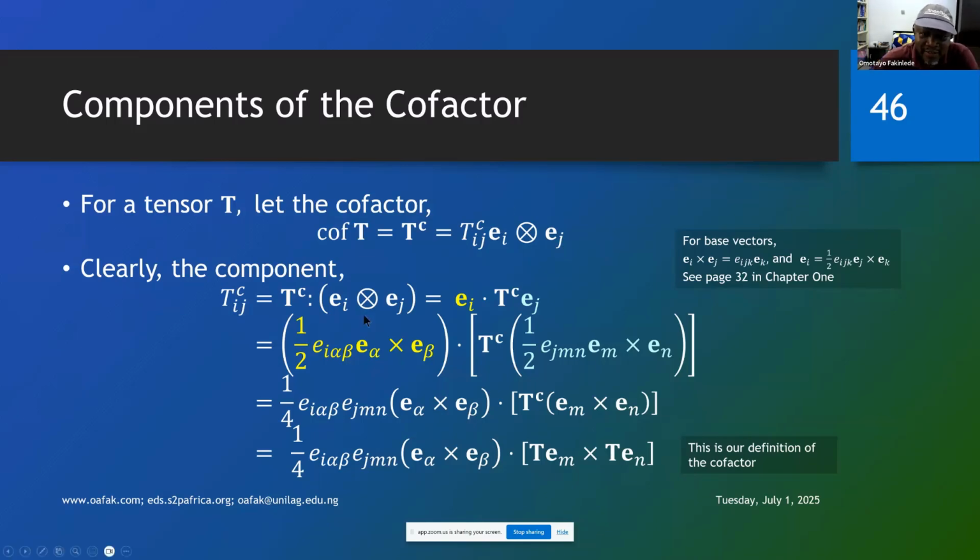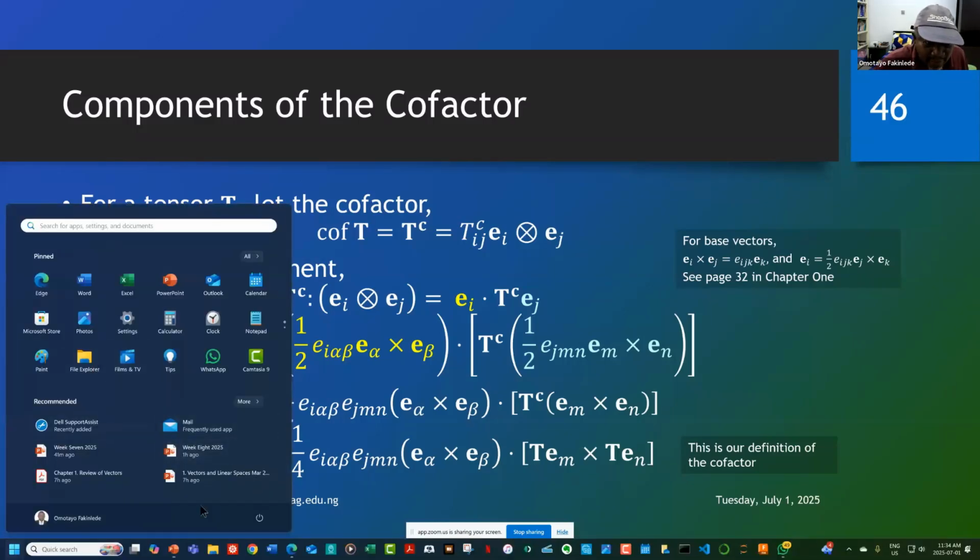Now, if this is T^C_ij, this first expression, I'm sure is clear to everybody. So I want to go to the chat room now and be sure that everybody in the class knows what we are talking about here. So please tell me if you are happy with the first line, and then I can move on.